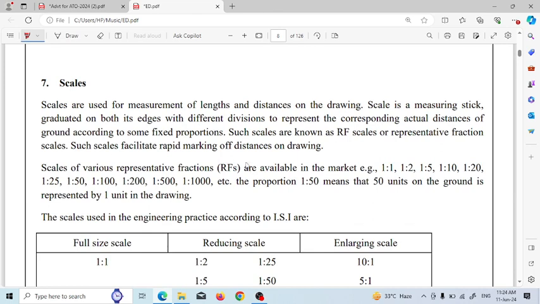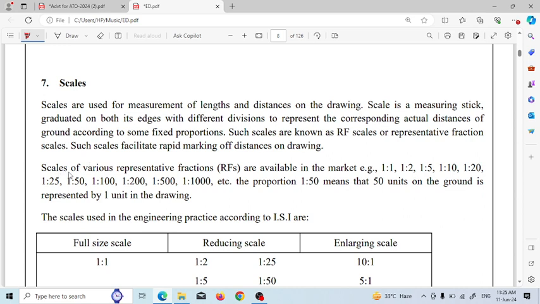Next instrument is the scale. This is another instrument present in the geometry box. Scales are used for measuring length and distance on the drawing. A scale is a measuring stick graduated on both its legs with different divisions to represent the corresponding actual divisions on the ground according to some fixed proportion. The scales are known as representative fraction, that means RF scale. So a scale facilitates mapping to distance on the drawing.